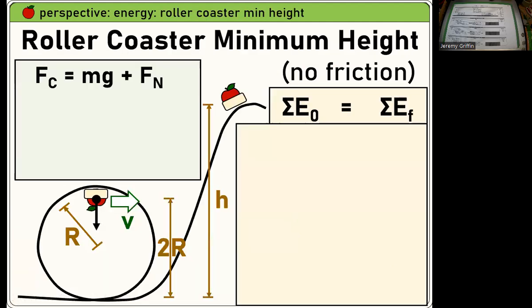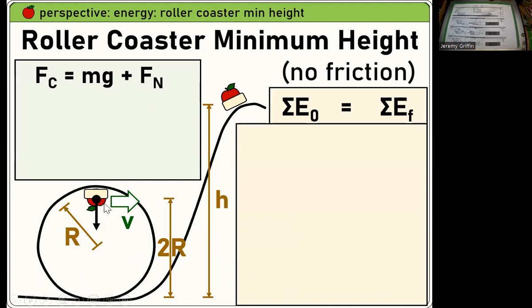Okay, this one's kind of complex, but I think you should be able to do this. It's a two-parter. How high does the roller coaster have to be to make it around the loop? There's a classic answer to this. It's a really classic physics question. Does anybody remember what the answer is?